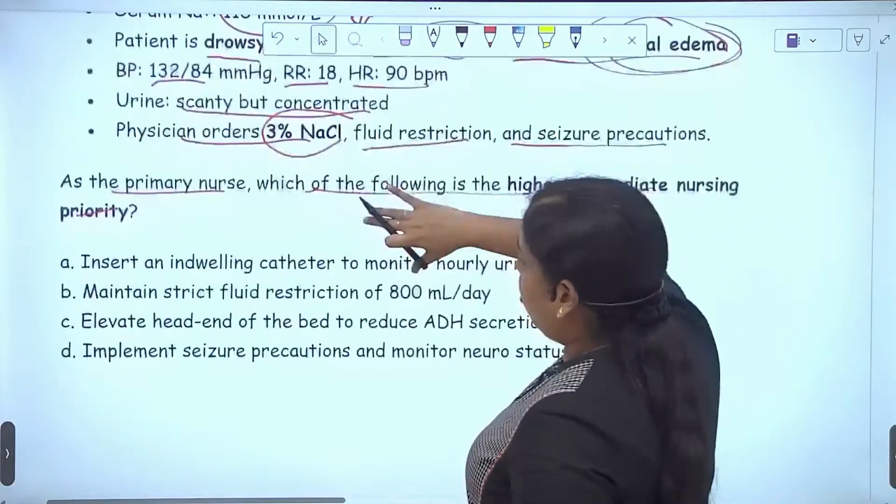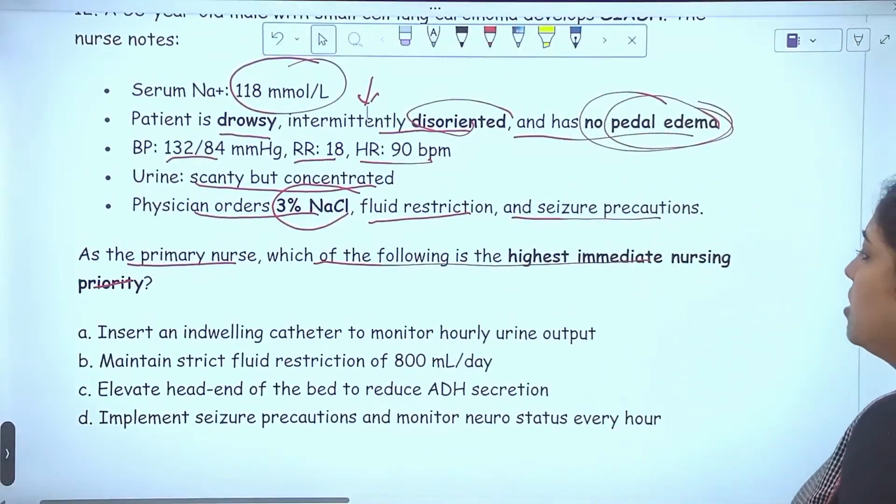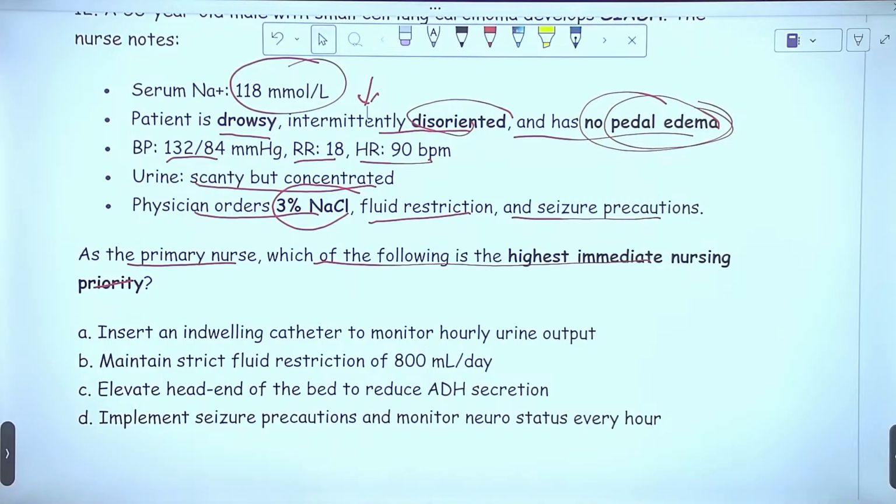Now coming back to the options, tell me what is the correct answer. Insert an indwelling catheter to monitor hourly urine output. Maintain strict fluid restrictions of 800 ml per day. Elevate head end of the bed to reduce the ADH secretion. Implement seizure precautions and monitor the neurological status hourly. Now tell me, what is the answer?